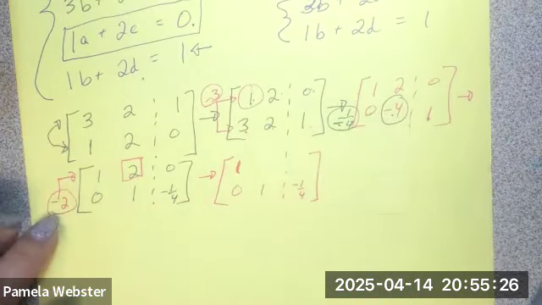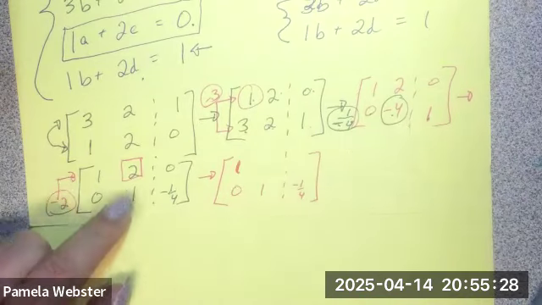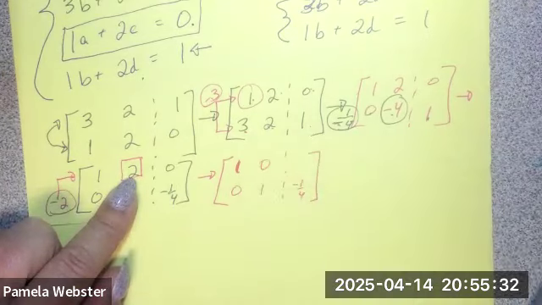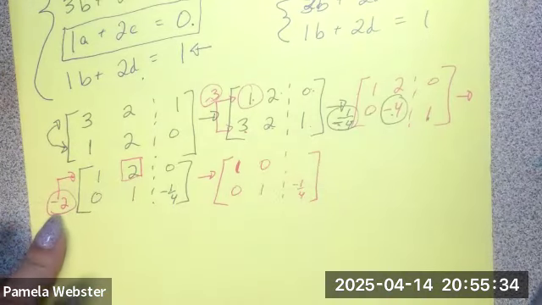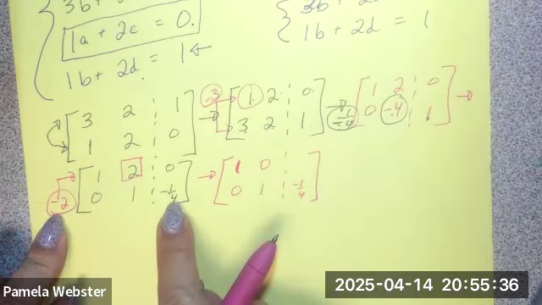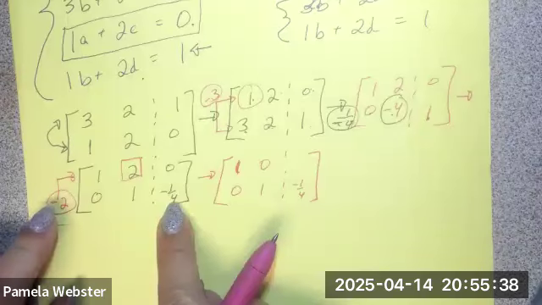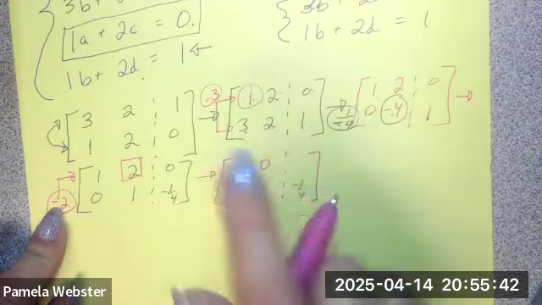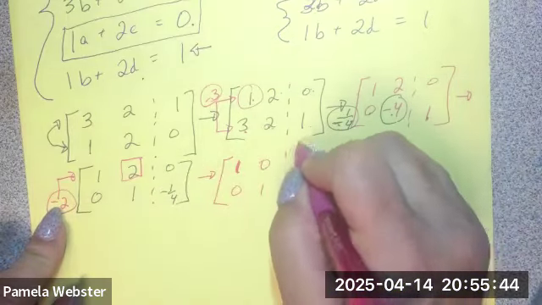That doesn't change. -2 times 1 is -2. Plus 2 is 0. That's what I wanted. Be careful here. -2 times -1/4, that's going to be a positive. 2 divided by 4 is 1/2. Plus a 0 is a 1/2.